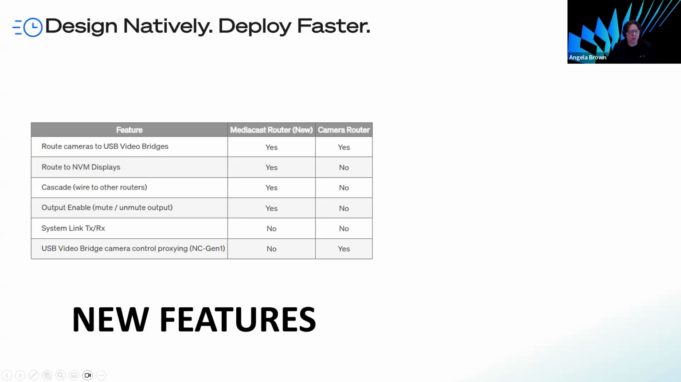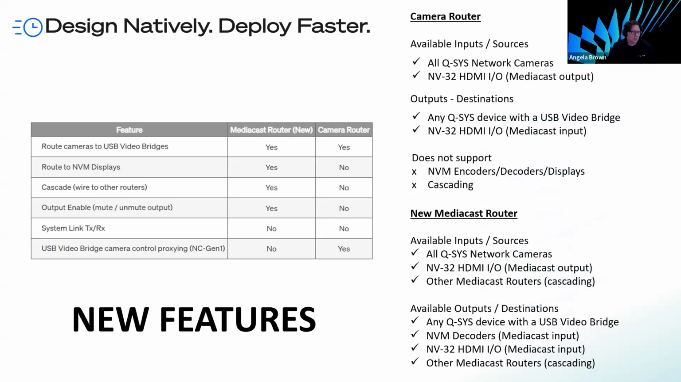The only thing that we've lost, and I think it's a temporary loss, but don't quote me on that, is the camera control proxying. In the camera router, the old MediaCast router, you could have a camera going to a video bridge, and you could have the camera controls on the video bridge, and they would route back through the MediaCast router, or the now camera router, and control the camera. That feature is not available right now on the new MediaCast router. So just a couple of quick things so you can get your heads wrapped around what they can do or what they can't do.